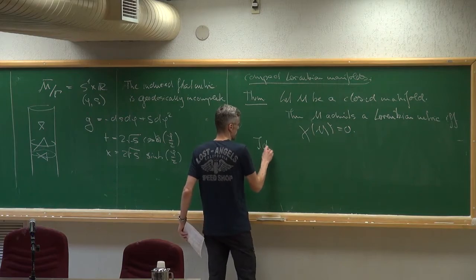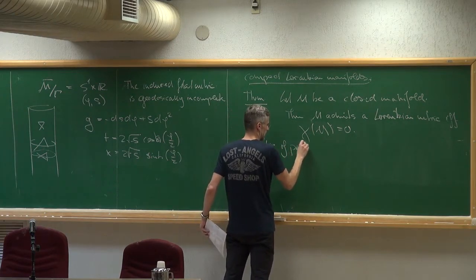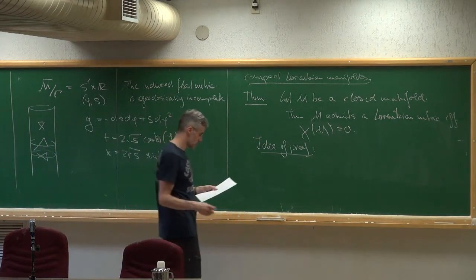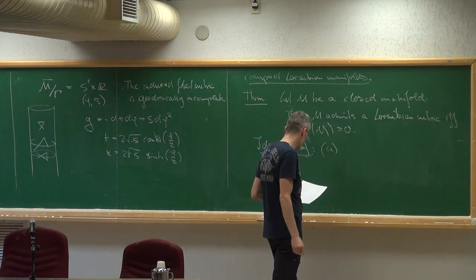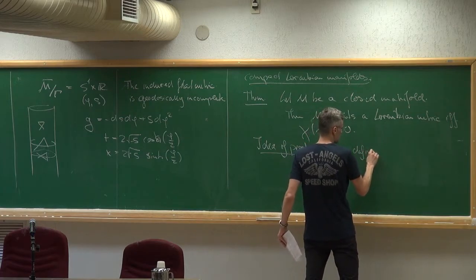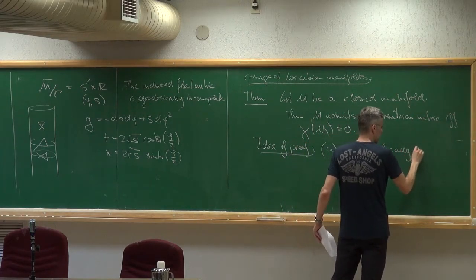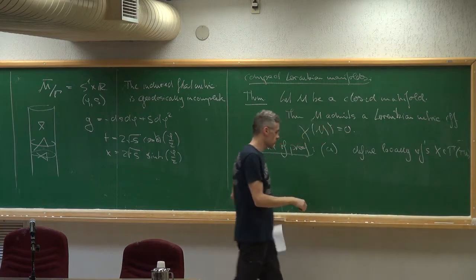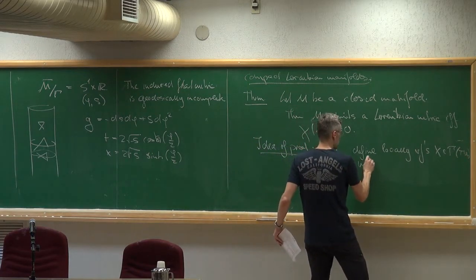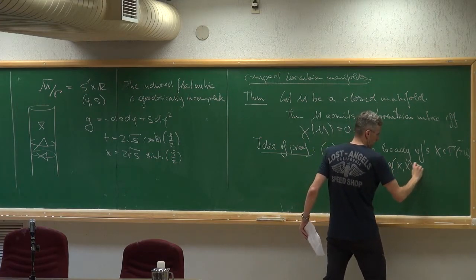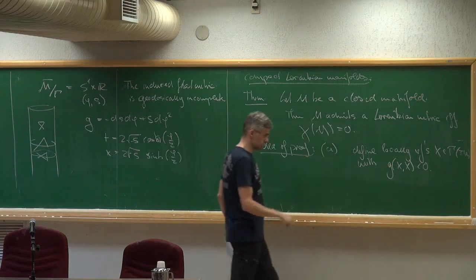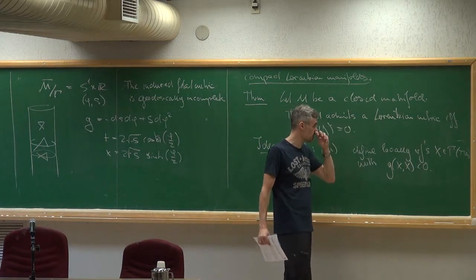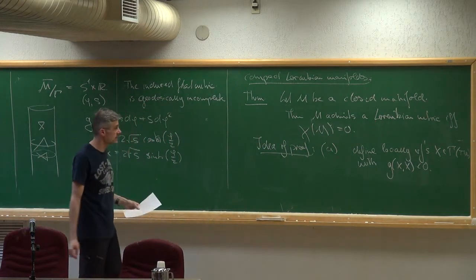So an idea of proof is, well, you assume you have that M admits a Lorentzian metric, and then we want to show that the Euler characteristic vanishes. So the first step is to define locally vector fields X over some open set U, with the property that the inner product of these vector fields with the Lorentzian metric is negative.